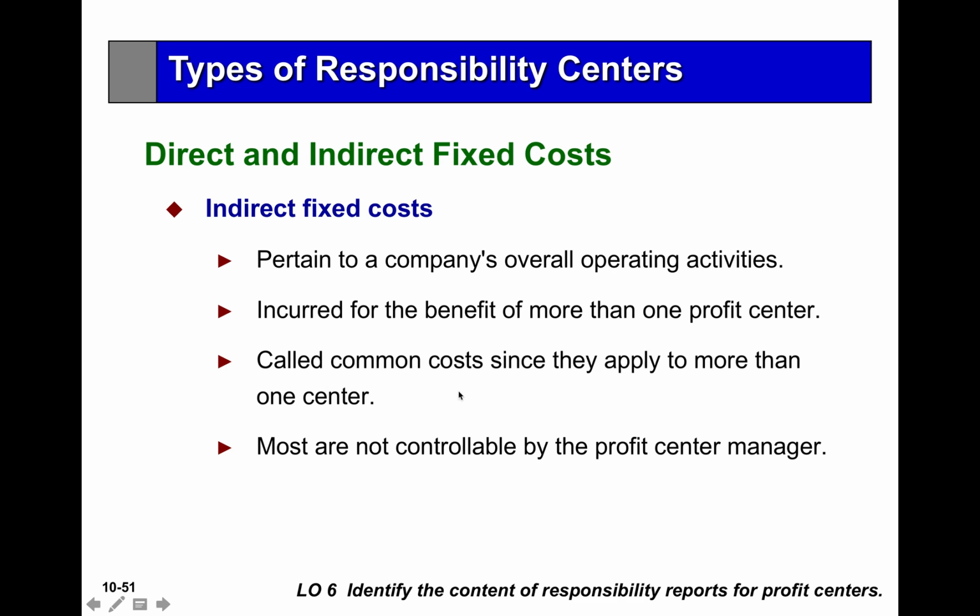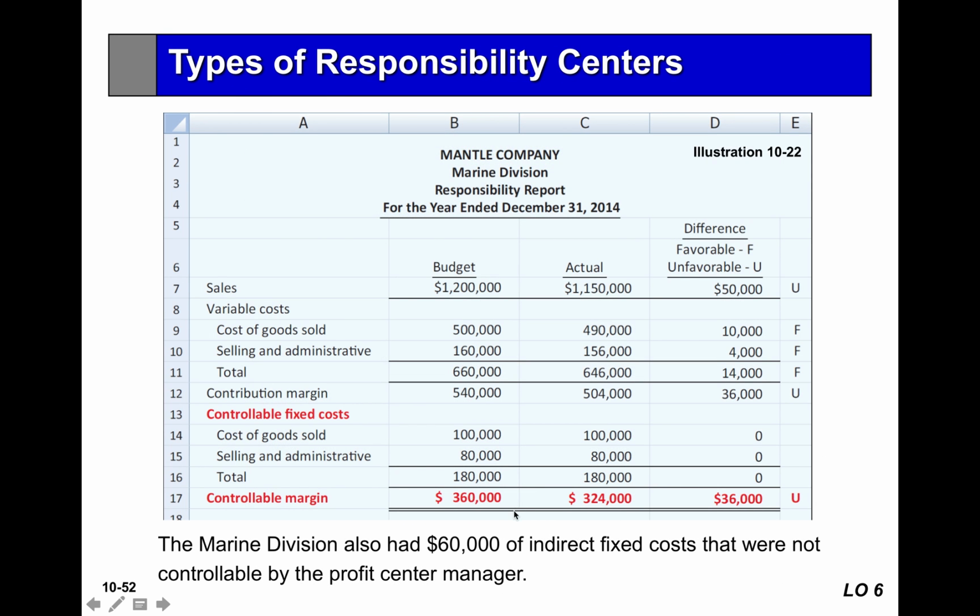So these are called common costs. Okay, so common costs are not controlled, and they should not be included if they are not specifically under the control of the profit center manager. So this is how the profit center responsibility report will look.